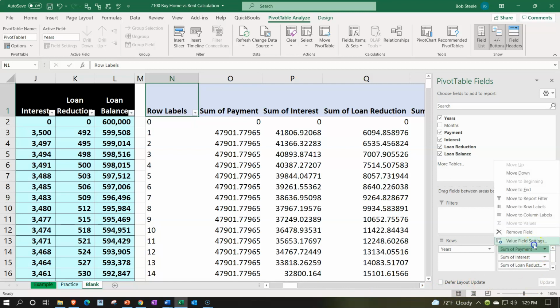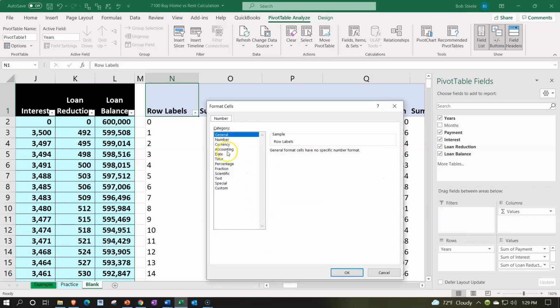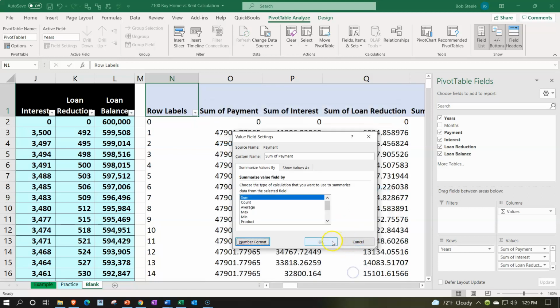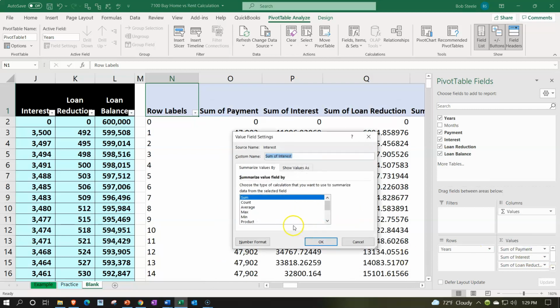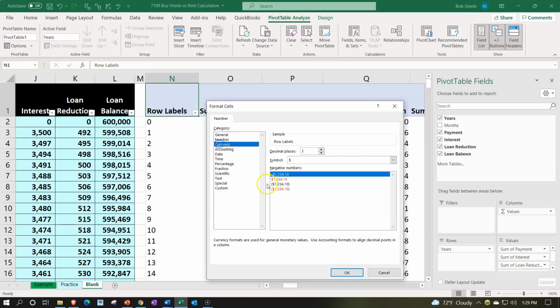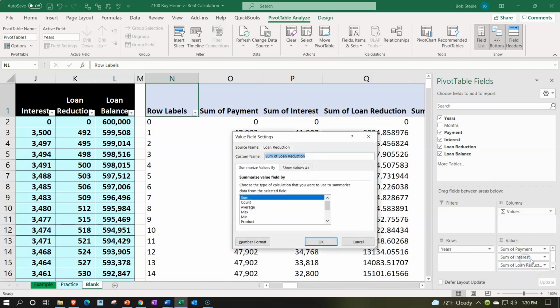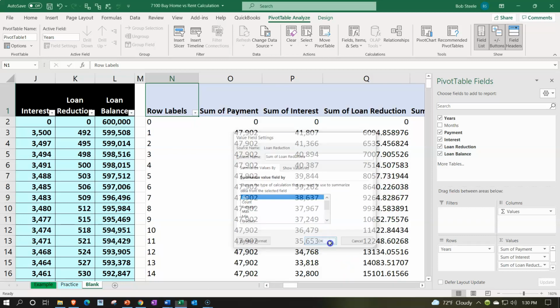Let's value these, and then make it look nicer. So I want to go to formatting the cells, make it currency, bracketed, no dollar sign, no decimals, okay. Next one, the sum of the interest, value field settings, number formatting, currency, brackets, no dollar sign, no decimals, okay. And then the next one, the sum of the loan, we want a number format on that one, currency, brackets, no dollar sign, no decimals, okay.